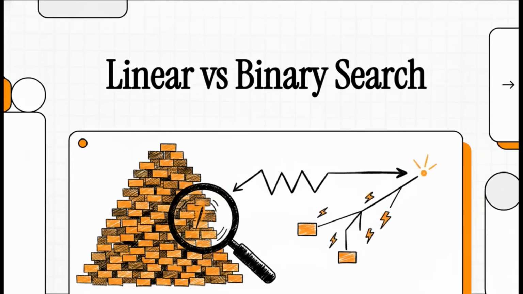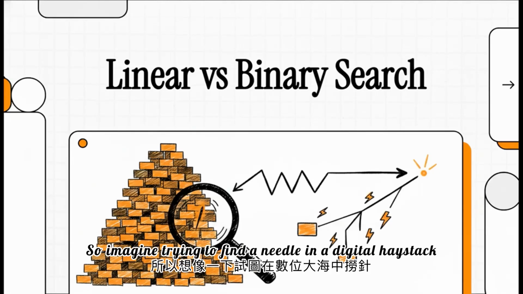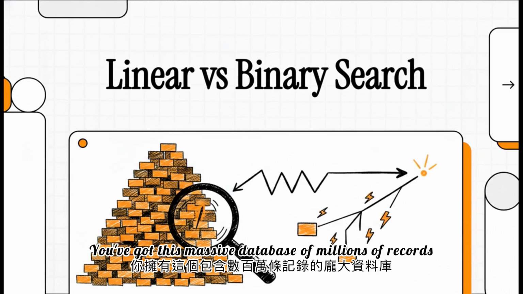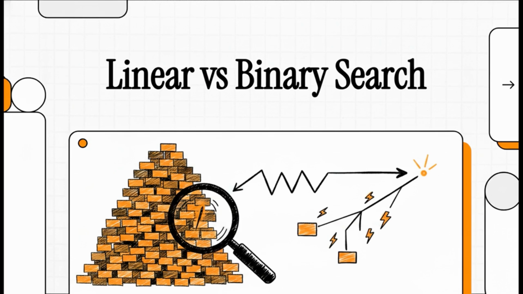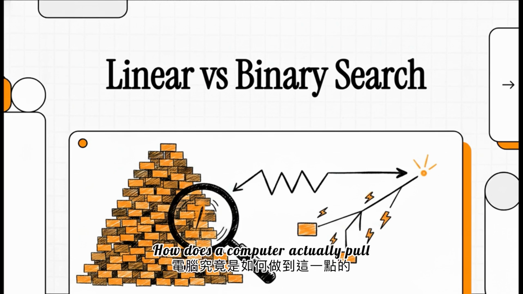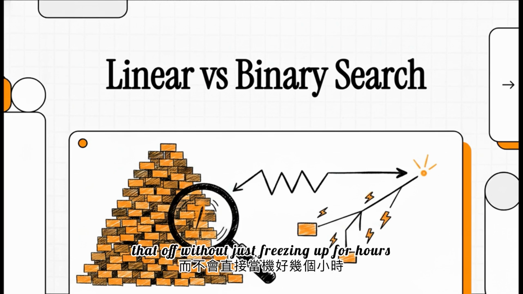Welcome to the explainer. So imagine trying to find a needle in a digital haystack. You've got this massive database of millions of records, and you urgently need to locate just one specific name, one specific ID, or one specific number. How does a computer actually pull that off without just freezing up for hours?